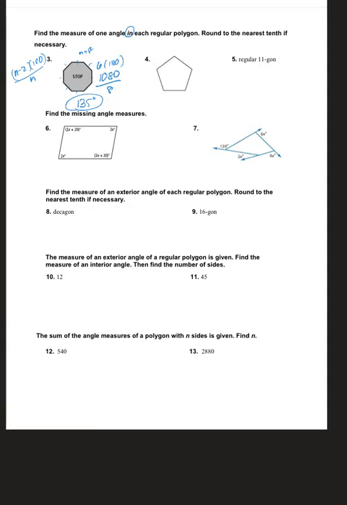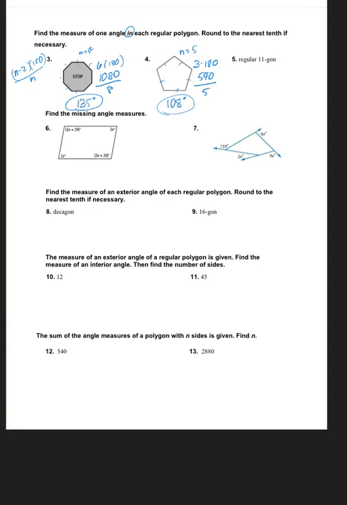Okay, number 4 is the same way. The first thing you're going to do is find the sum. So n is 1, 2, 3, 4, 5. n equals 5. 5 minus 2 is 3. 3 times 180 is 540. Then we just take 540 divided by n. So in this case, 540 divided by 5, and we get 108 degrees. So each angle here is 108 degrees.